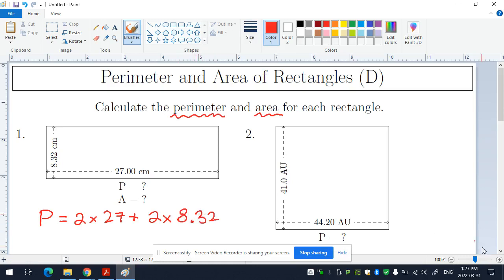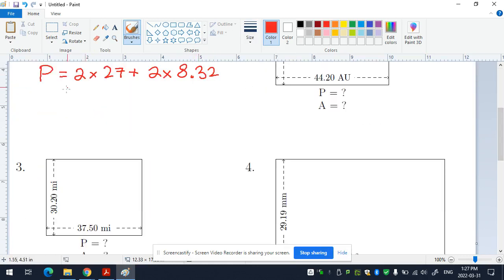8.32. All right. Let's do this step by step. Equals. Well, I know that 2 times 27 is 54. And I know that 2 times, or the double of 8.32 is 16.64. So if you add this up, you get 70.64. In what units?